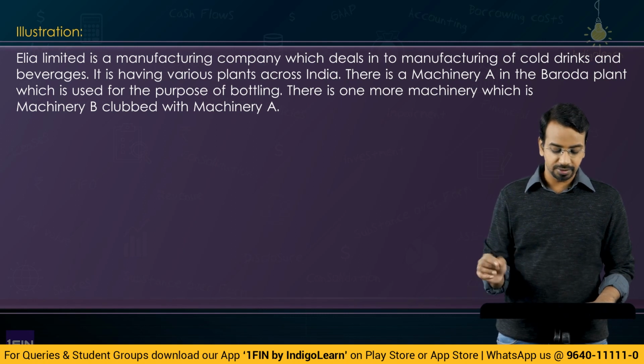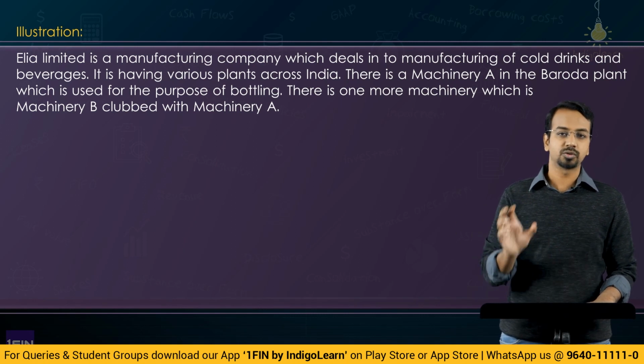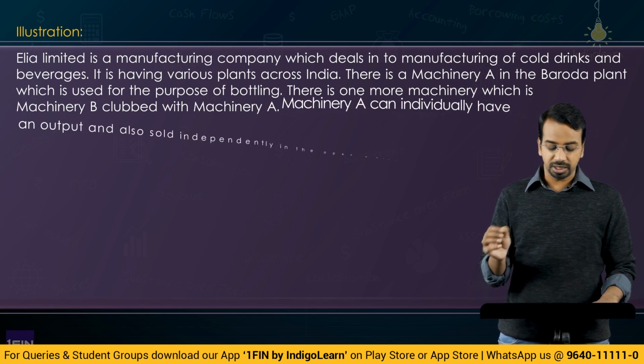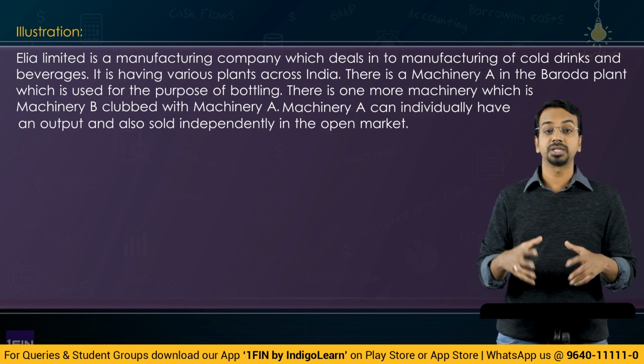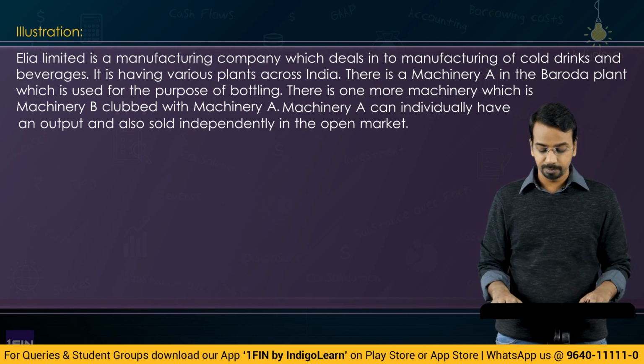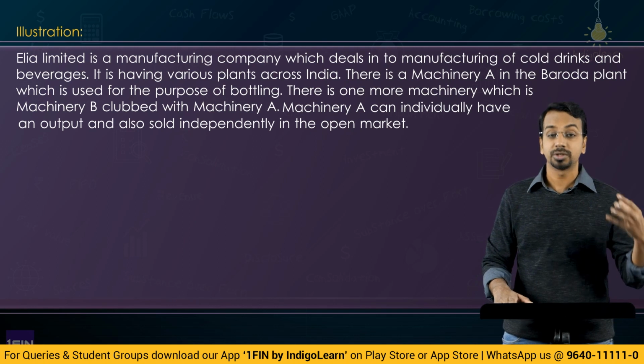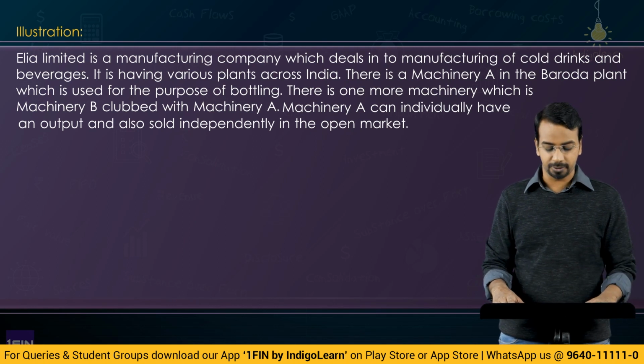There is one more machinery, B, which is clubbed with machinery A. So, we have machinery A and there is machinery B which is clubbed with machinery A. Machinery A can individually have an output, and it can also be sold independently in the open market. So, you can sell machinery A independently in the open market.